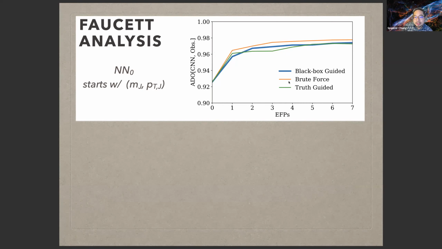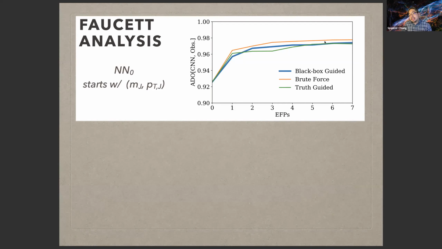There's two other approaches here. Orange is if you said, well, I want to get the optimal performance. I don't care about how long it takes. I should look at building up a neural network for each of the energy flow polynomials that they generate, and pick the one that had the best ADO with the thing I'm trying to mimic. So this orange line should always be better than the blue line, and it is that.